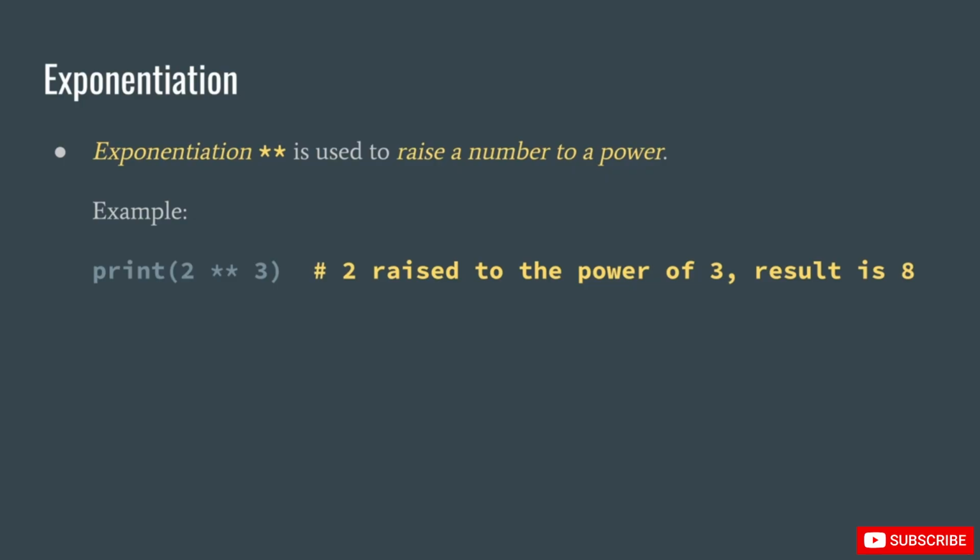Exponentiation is used to raise a number to a certain power. For example, when you raise 2 to the power of 3, the result is 8. This is a common operation for calculations involving powers and scaling.